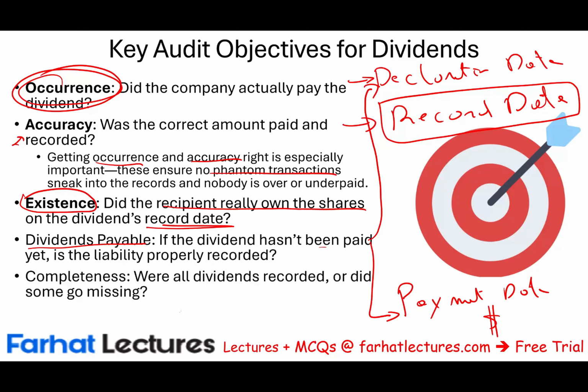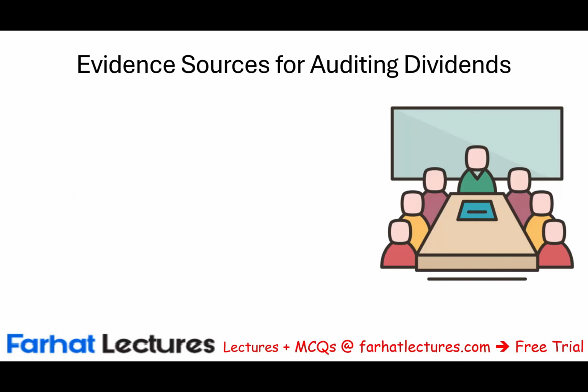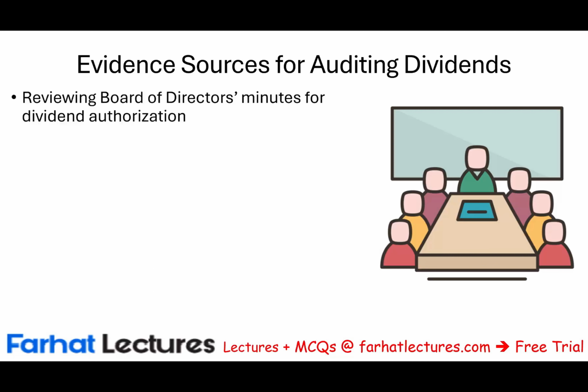And the other thing we want to make sure of is completeness: were all dividends recorded or did some go missing? Now, I told you what we need to be aware of. How do we make sure we are aware of accuracy, existence, completeness, occurrence? Very easy. The evidence is all coming basically from the board of directors. Remember, dividend is a major transaction. Reviewing board of directors minutes for dividend authorization. First, did the board authorize it? Because if this group does not say it's okay to pay dividends, we don't pay dividends.